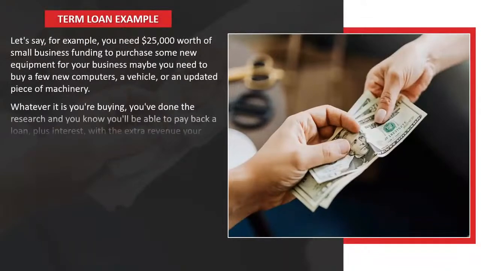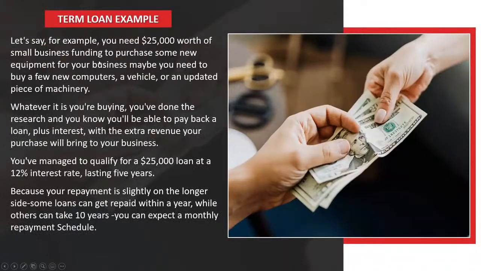Let me give you guys an example of this. Let's say somebody wants to purchase $25,000 worth of equipment. You go to your bank and they say, hey, look, you qualify for this $25,000 loan at a 12% interest rate, lasting 5 years, or 60 payments. That's what you'll be making. They're looking at what you qualify for, and once that's set up, your monthly payment will be generated.